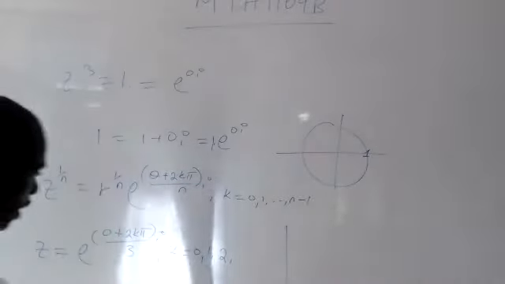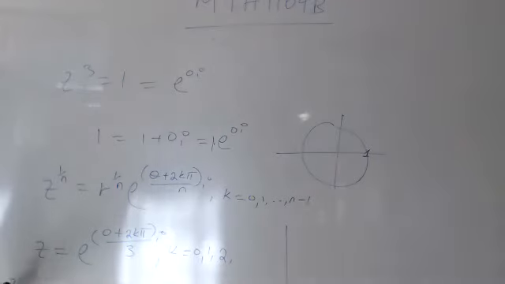Now consider all the 3 cases and get the 3 roots. The first case is when k is 0. When k is 0, the first root will give you exponent of 0i divided by 3, which is simply 1.